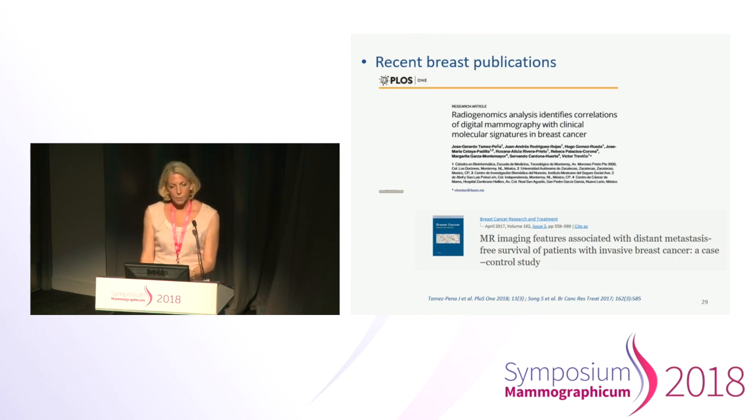There are groups looking at quantitative digital mammographic data and any associations with molecular signatures. And in the paper at the bottom, there's a group that published MR imaging features are associated with distant metastasis-free survival. So starting to look at associations with longer-term outcomes.